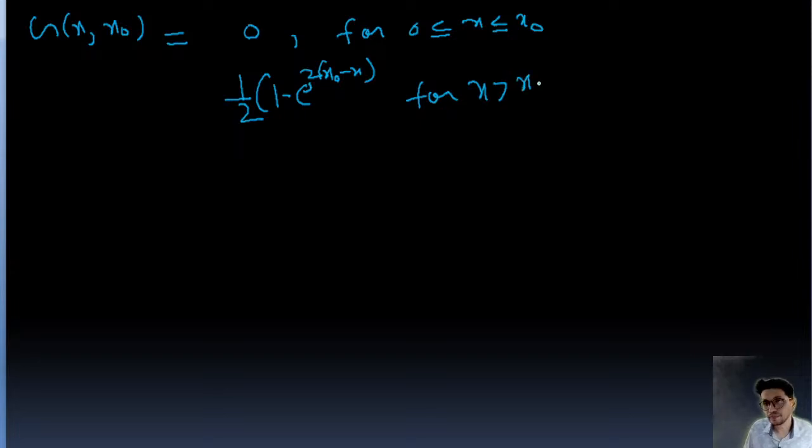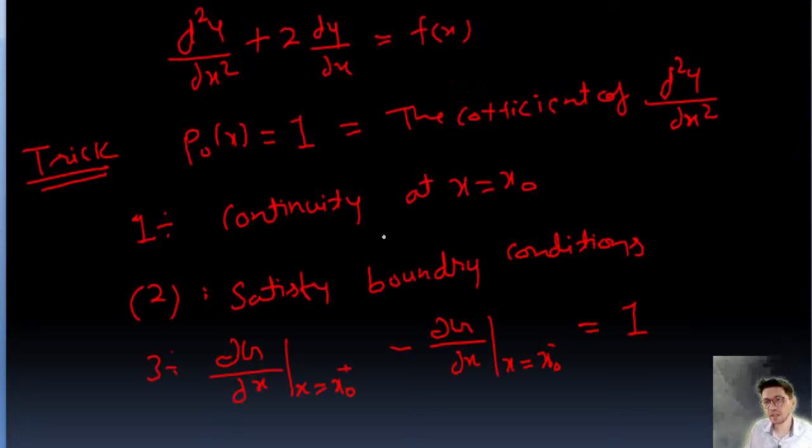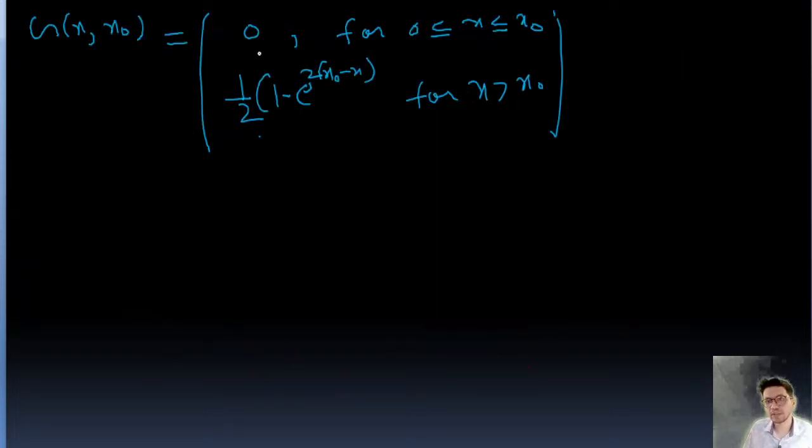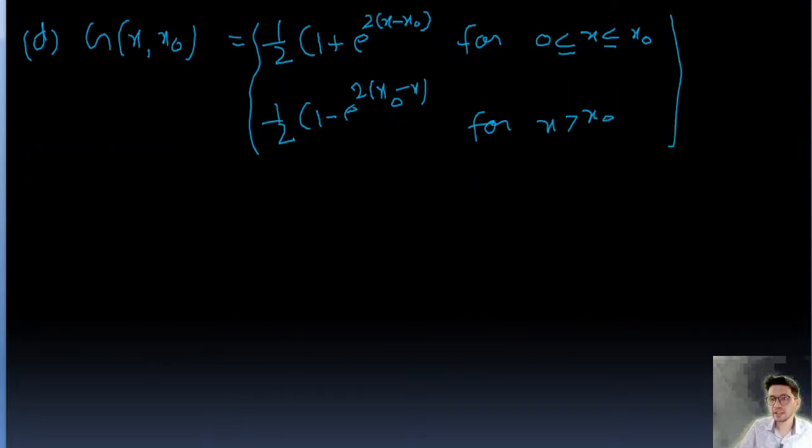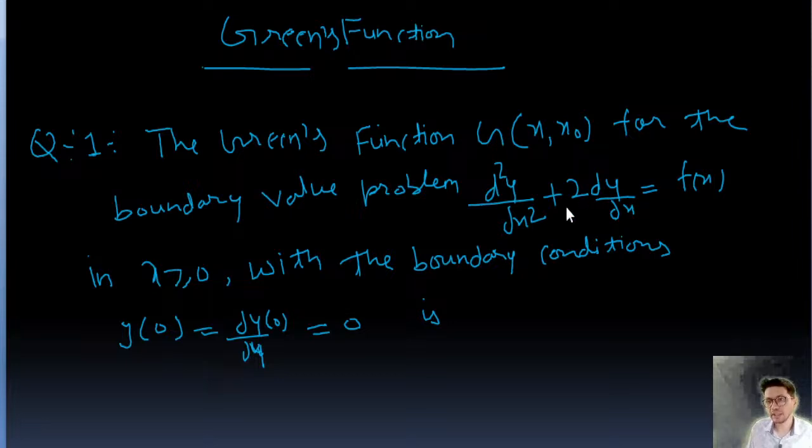Okay, so this is the greater value, right? This is the lesser value. This is option A, guys. Now we'll check if this option satisfies these three conditions, which means this option is the correct answer for the question. In the question, this is the differential equation, and we have to find the Green's function for this. We can see that P naught x equals 1, so we are good to go to use this trick.